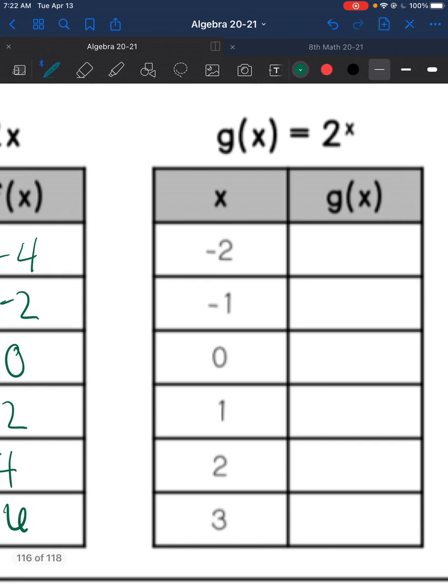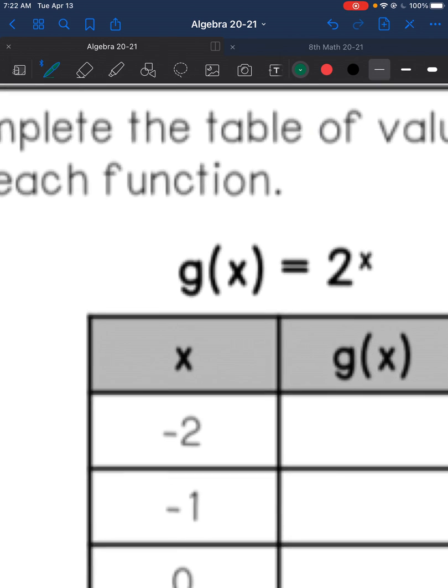So now let's look at g of x, this exponential function. And if you notice, one of the reasons why it's an exponential function, look where our x is. It's not in line with our coefficient, but it is our exponent. So that's kind of where you can get the idea that this is an exponential function because our variable, our input value, is in the exponent.